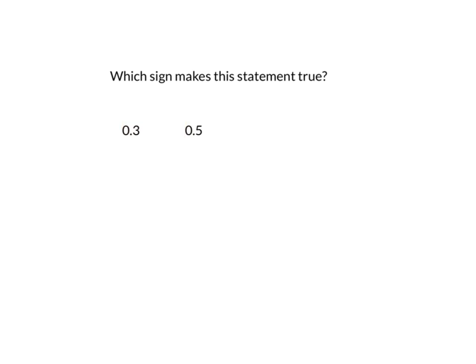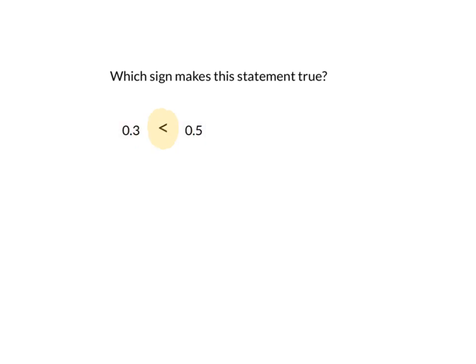Another similar question is 0.3 and 0.5. I can see that there are 0 ones in both numbers. When I look to the tenths, I have 3 tenths and 5 tenths. I can see that 5 tenths is greater than 3 tenths. Therefore, 0.5 is greater than 0.3.